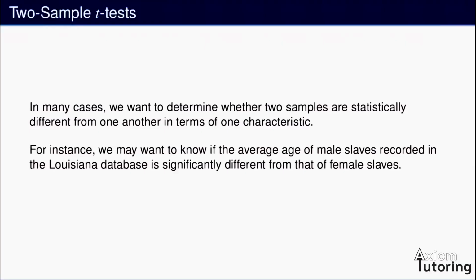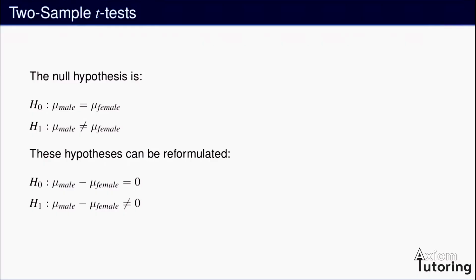Hi, in today's video, we'll have a look at two-sample t-tests. In many cases, we want to determine whether two samples are statistically different from one another in terms of one characteristic. For example, we may want to know if the average age of male slaves recorded in the Louisiana database is significantly different from that of female slaves.